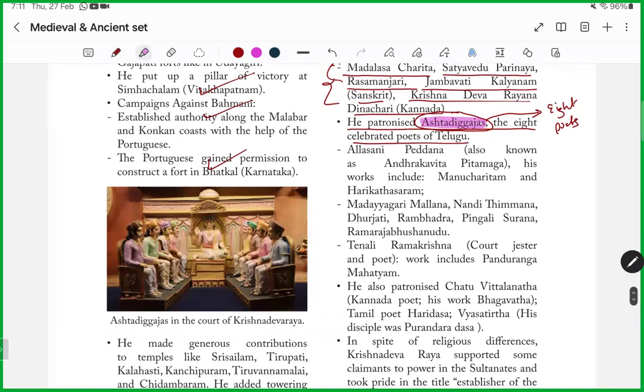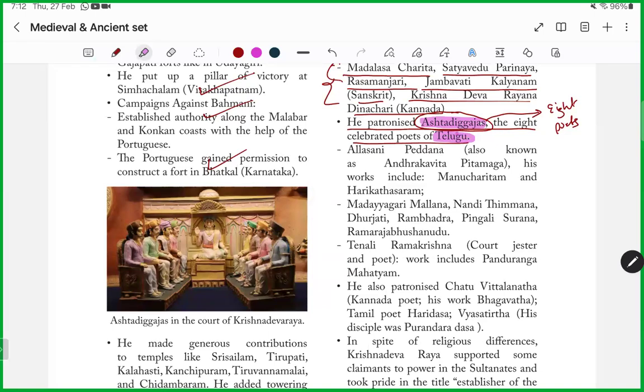A possible question is: the eight celebrated poets of Telugu are known as which of the following? Another possible question is: the Ashtadiggajas, the eight celebrated poets, belonged to which of the following languages? Sanskrit, Pali, Prakrit, and Telugu. So you need to remember the language used was Telugu.